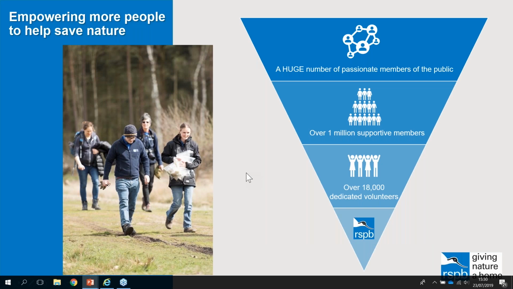So the RSPB is the UK's largest nature conservation charity, with our aim being to inspire everyone to give nature a home. Due to ever-increasing threats on wildlife, however, the resources we have to do this are becoming more and more stretched. And as a result, we're continually looking for innovative ways to better utilise those resources we have to ensure we can still deliver the greatest impact possible.